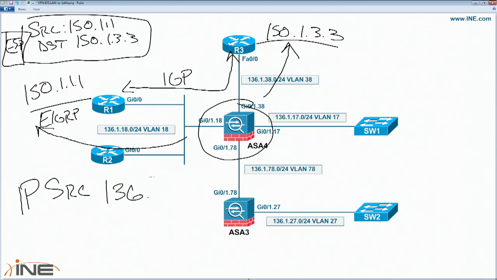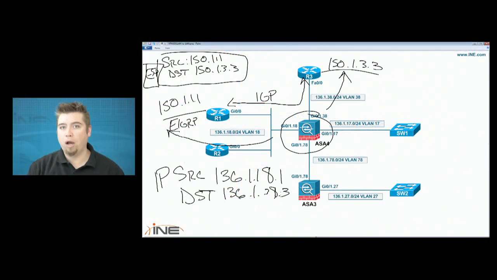So now the source becomes 136.118.1, and the destination becomes 136.138.38.3. So we're assuming in this case that the ASA in the middle already has a route to those subnets, because from the ASA's perspective, these are directly connected.